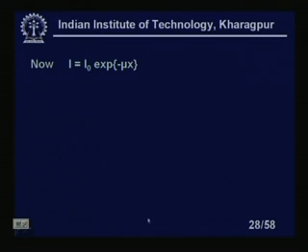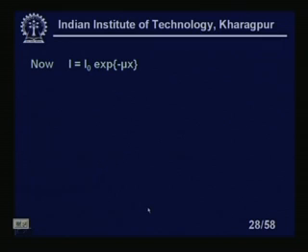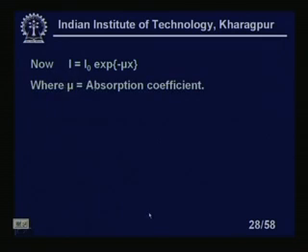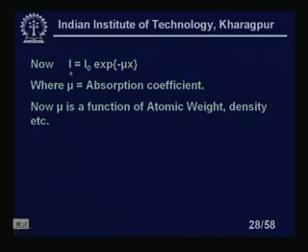Obviously, I naught will always be higher than I. So, I equals I naught times the exponential of minus mu x, where mu is the absorption coefficient. Now, mu is a function of atomic weight and density, etc. Obviously, that will vary, and I will be varied in this case. Please look at this, I will vary, clear.